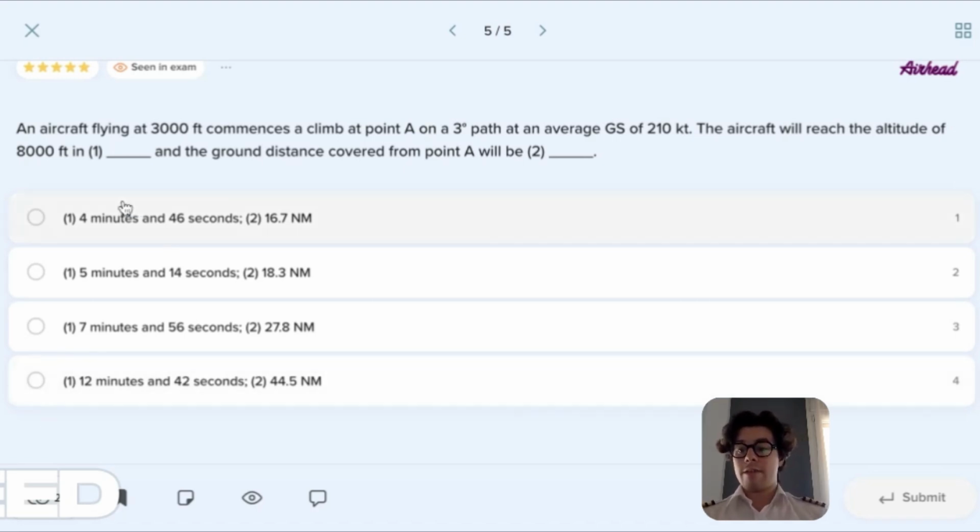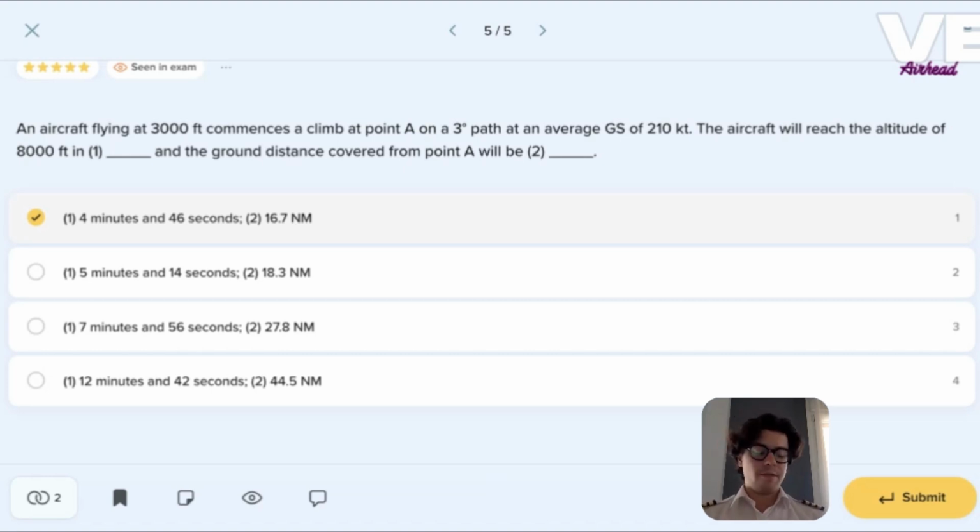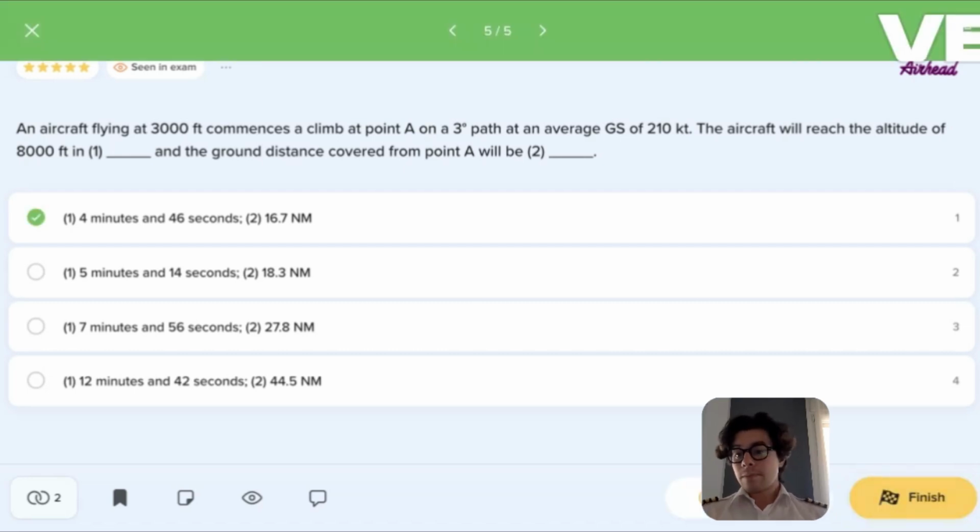And there is only one answer that gives us exactly that. If you want to calculate the distance, all you need to do is get a speed factor, which is 210 divided by 60. And then this times the 4 minutes will give us the correct answer. However, this is everything for today. Remember, 5 times ground speed for 3 degrees will give you a rate of climb or descent, and this is all you need to know for these questions.